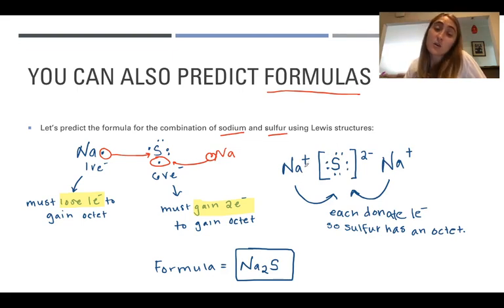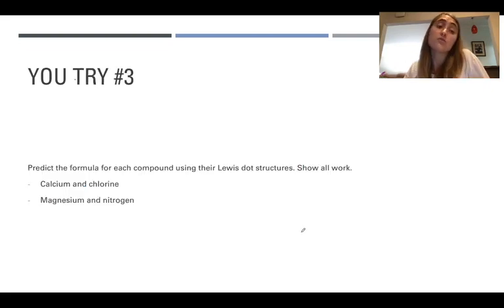But look at this, each sodium only donated 1 valence electron, so they have a 1+ charge on each side. But sulfur received a total of 2 valence electrons, so it has an overall 2- charge. That's an important notation to look at. So our final answer, because it's asking us to predict the formula, is actually Na2S, because we have 2 sodiums to every 1 sulfur.